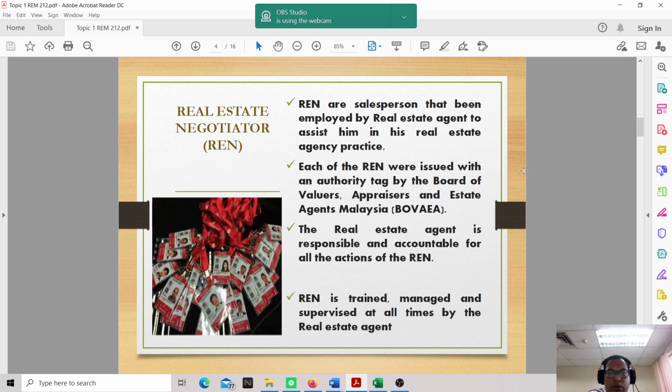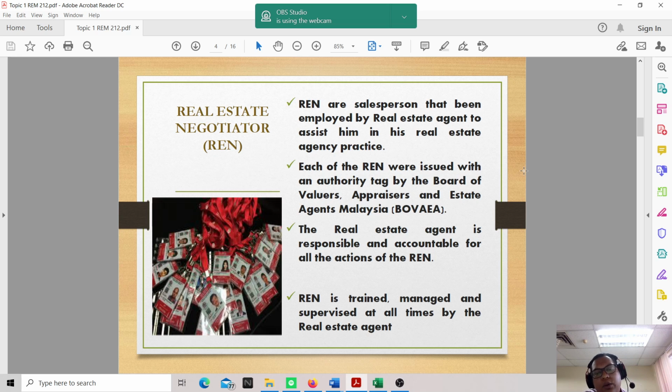Okay, so all of the negotiators must first go for maybe a 1 or 2 day negotiator course, and then they have to be registered with the Board of Valuers, because previously negotiators were not registered. Therefore the public had the perception that, oh, this person is lying, this person is a scammer. We don't want that kind of image tarnishing the professionalism of our profession.